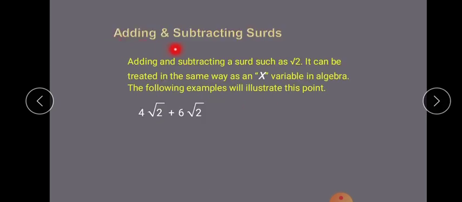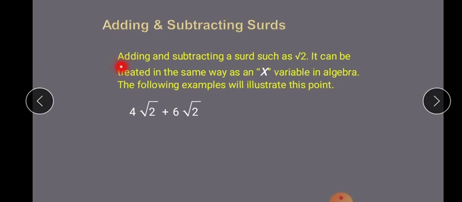Now how to add and subtract surds? There are some rules. Let us learn in detail. Adding and subtracting a surd such as root 2 can be treated in the same way as an x variable in algebra. So adding and subtraction is similar to a linear equation. How we add variables, in the same manner we can add surds also. Let us see one example.